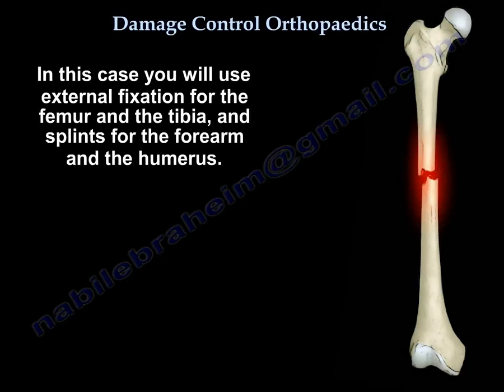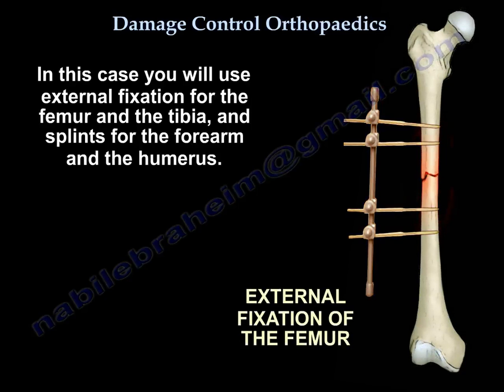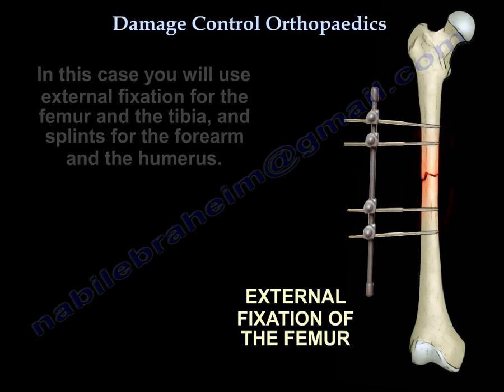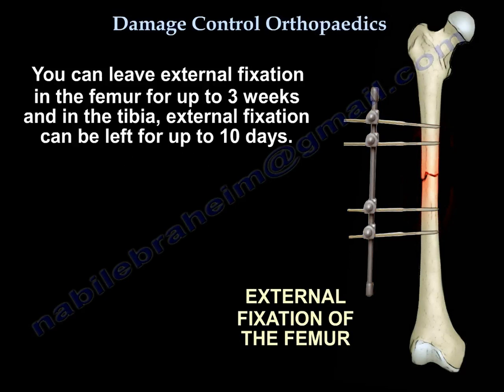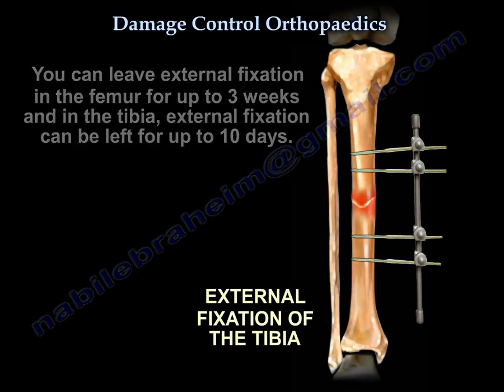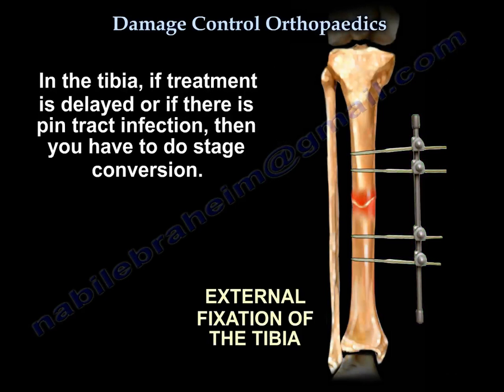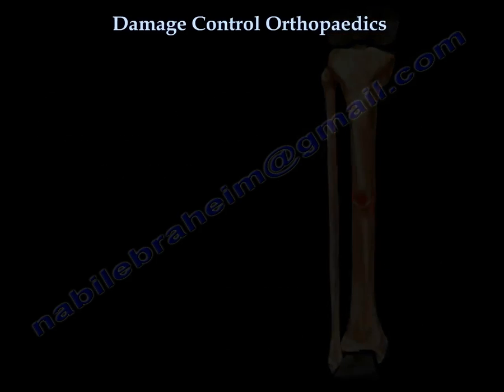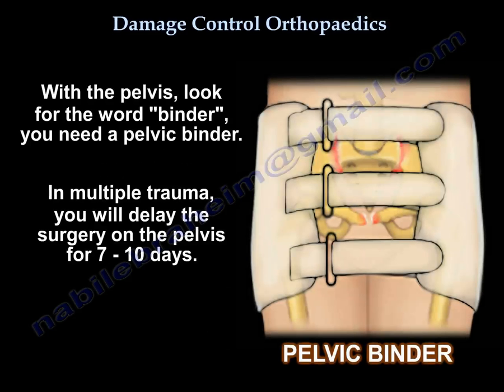In this case, you will use external fixators for the femur and the tibia, and splints for the forearm and the humerus. In the femur, you can leave it up to 3 weeks. In the tibia, you can leave it up to 10 days. In the tibia, if the treatment is delayed or if there is pin tract infection, then you've got to do a staged conversion. In the pelvis, look for the word binder. You need a binder. And in multiple trauma, you will delay the surgery for 7 to 10 days.